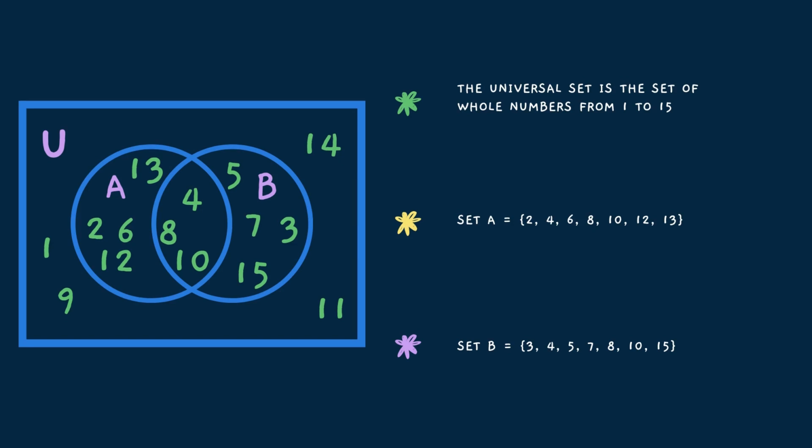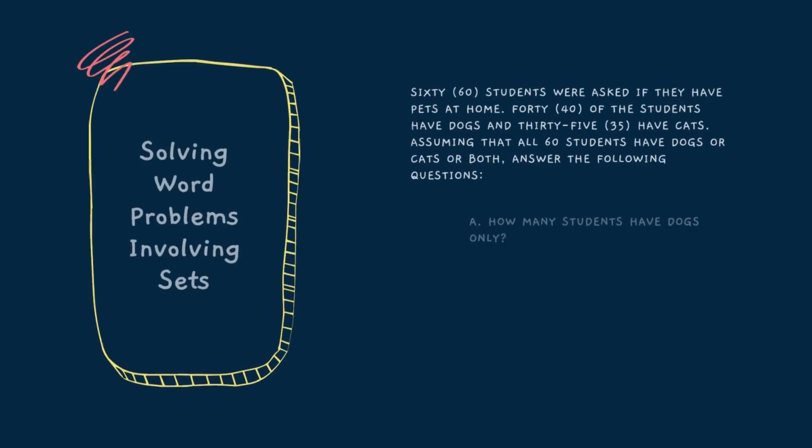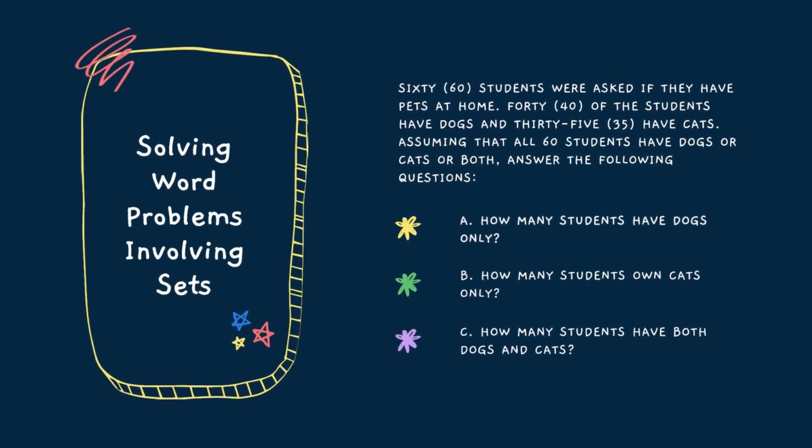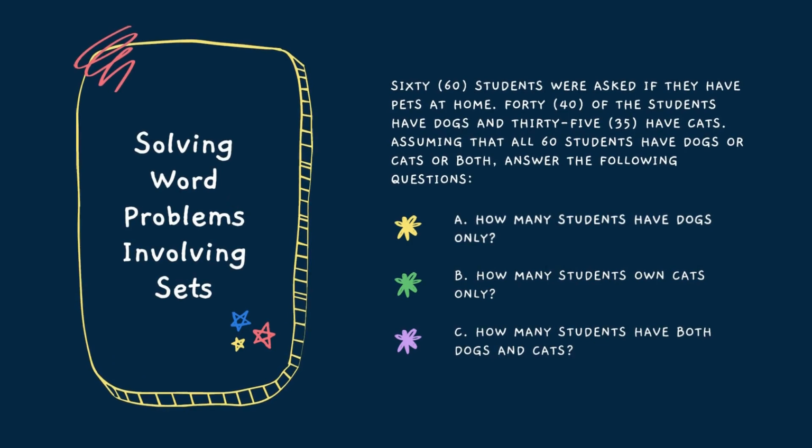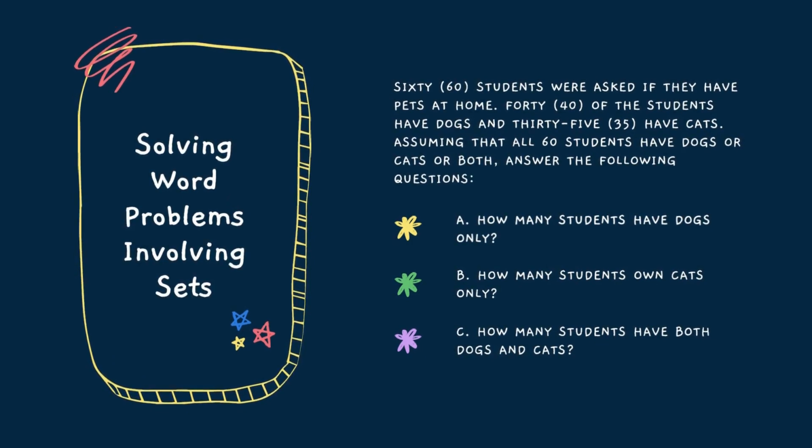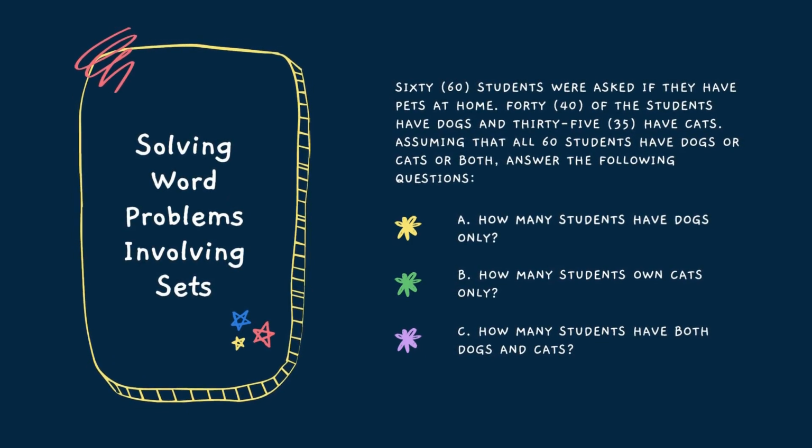Now, let's move on to the second activity. Second activity is about solving word problems involving sets. For example, 60 students were asked if they have pets at home. 40 of the students have dogs and 35 have cats. Assuming that all 60 students have dogs or cats or both, answer the following questions. Letter A. How many students have dogs only? Letter B. How many students own cats only? Letter C. How many students have both dogs and cats?